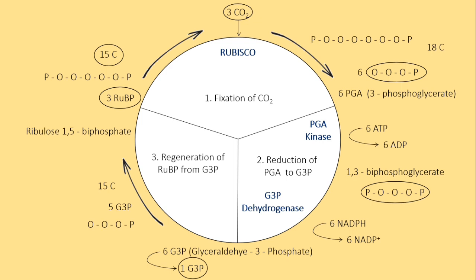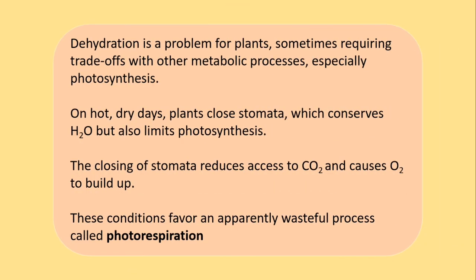Now, Calvin cycle is how plants normally function. But what if there is no water available at the moment? What is going to happen? Well, there are alternative mechanisms of carbon fixation that have evolved in hot, arid climates. Dehydration is a problem for plants, sometimes requiring trade-offs with other metabolic processes, especially photosynthesis.